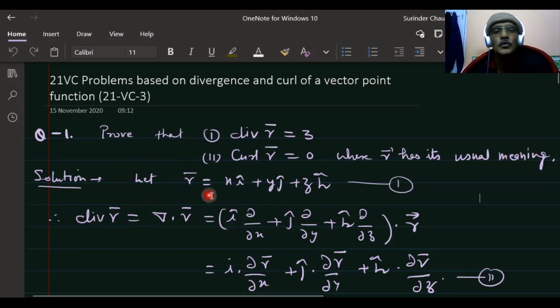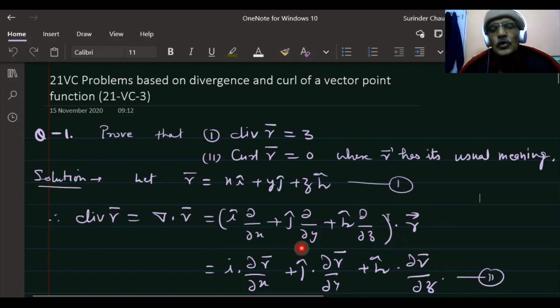Let r = x i + y j + z k in the rectangular coordinate system. Therefore, the divergence of r vector is equal to del dot r. We know del is equal to i ∂/∂x + j ∂/∂y + k ∂/∂z, dotted with r.